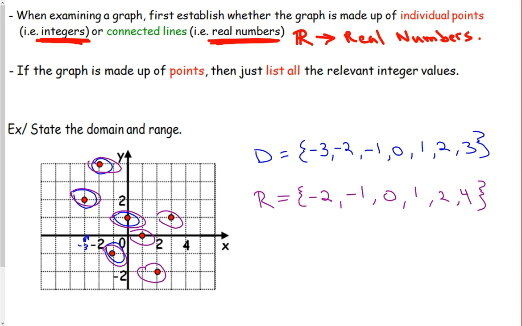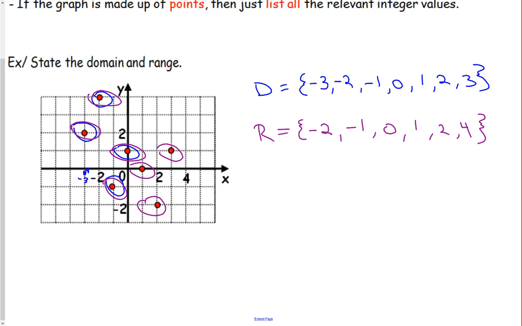Okay, so far not so bad, right? We need to look at the x values and y values, or we need to look at a graph and look at the points and figure out what the x and y values are by kind of reading them off the graph. Now what happens if we just have a graph that's got some lines on it? Well, that's our next step.